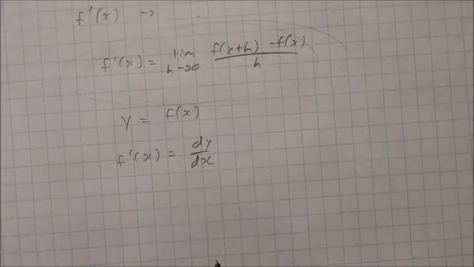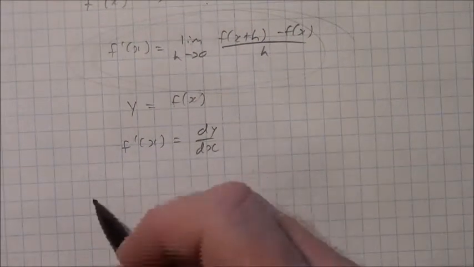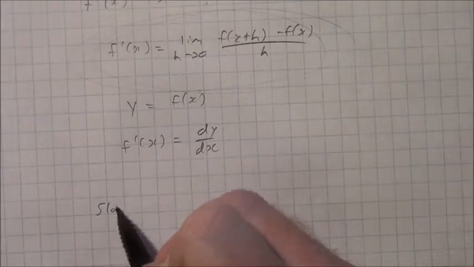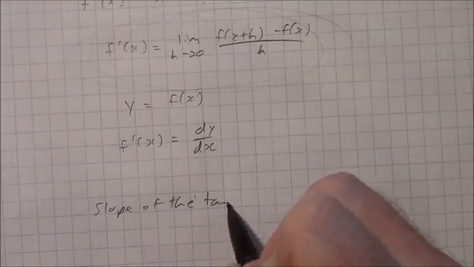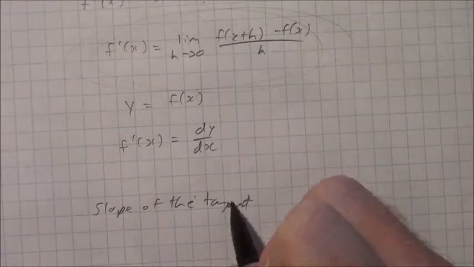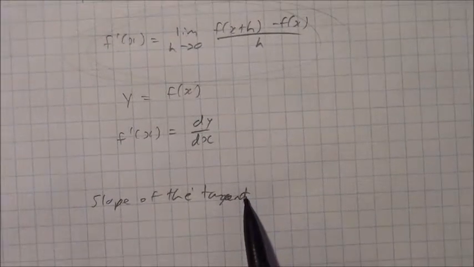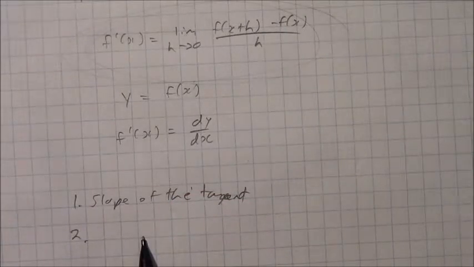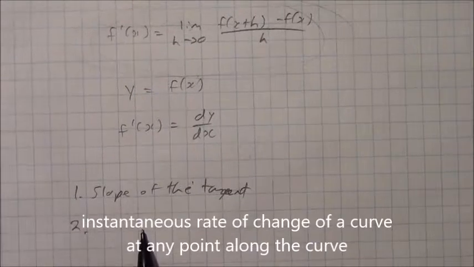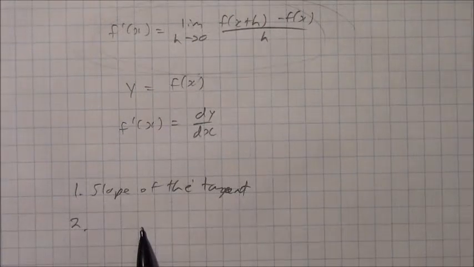And there are a couple of ways we're going to interpret the derivative of the function. Number one, it's going to be the slope of the tangent of a function at any point on the curve. And number two, it is the instantaneous rate of change of the function y equals f of x with respect to x at any given point.